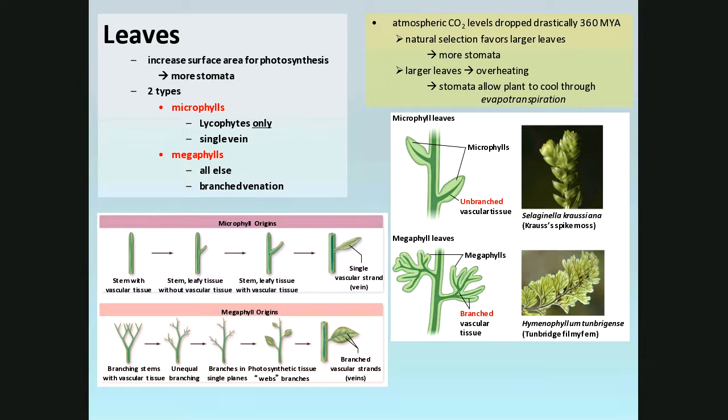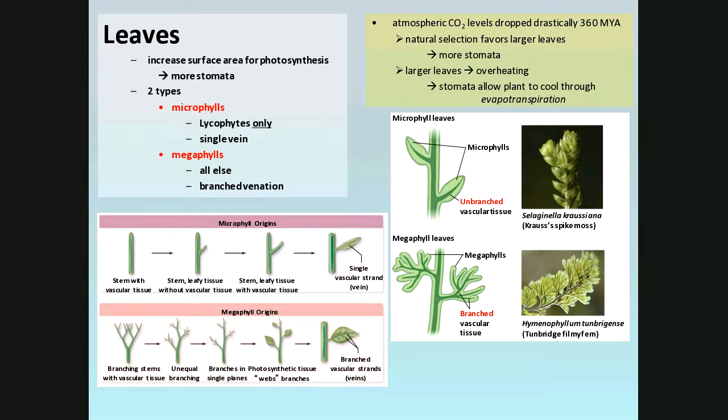But as far as the overheating part, stomata do a good job of cooling off the leaves through something we call evapotranspiration. Evapotranspiration is plants sweating, basically. That's what it is. Water evaporating off of a surface, and this is a law of physics. Water evaporating off a surface removes heat from that surface. So water evaporating off the surface of leaves is going to cool the leaves down. Okay? All right, now back to the two types of leaves.